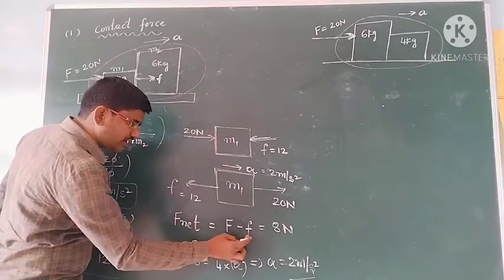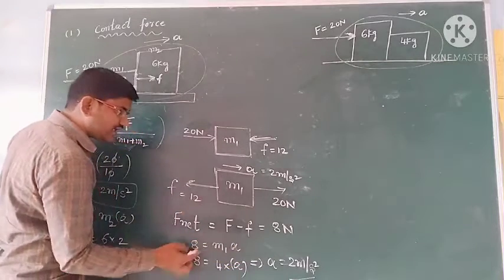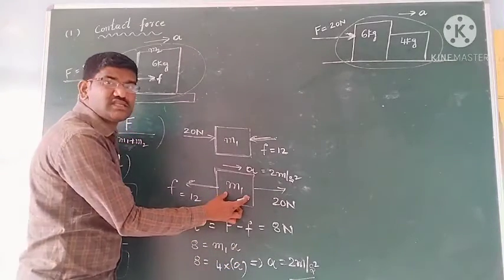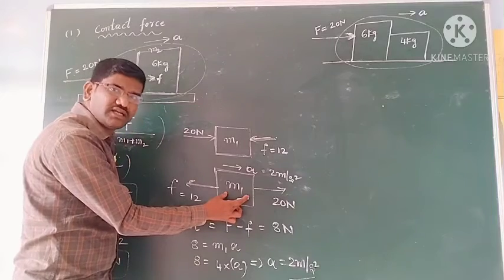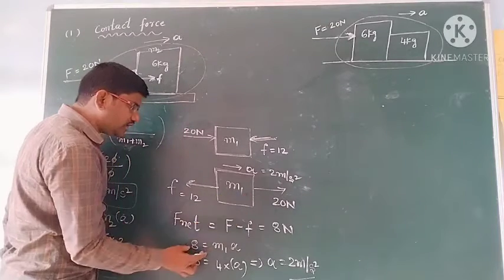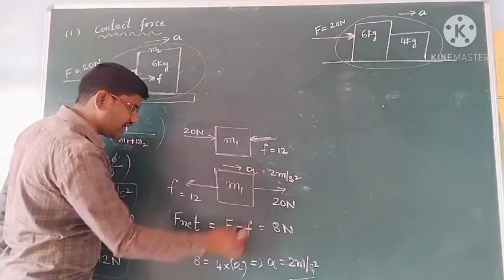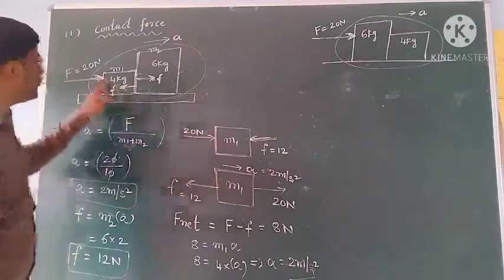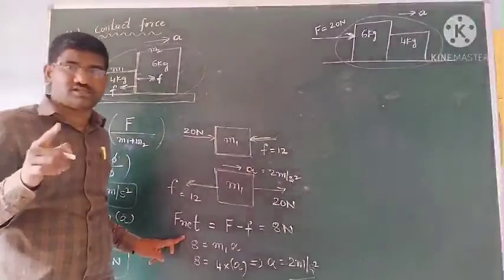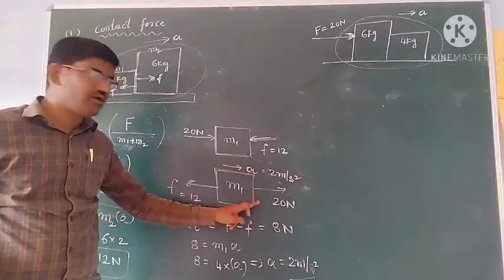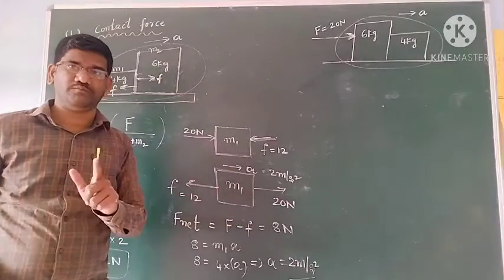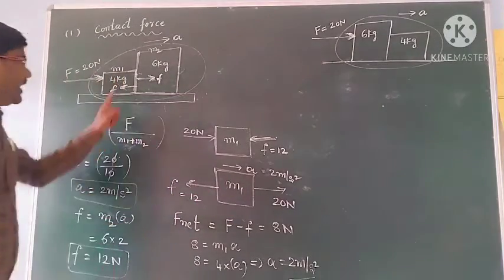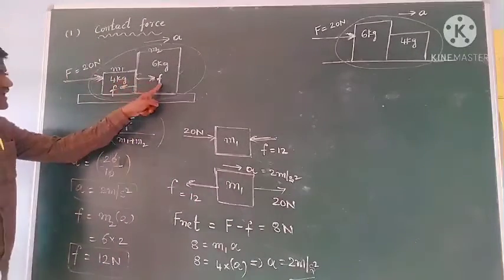So 20 minus 12, I get 8 newtons. 8 newtons is the unbalanced force, or the net force you can call. That 8 newtons acting on m1 mass gives an acceleration of 2 meter per second square. It means the net force on m1 is only 8 newtons, even though two forces are acting on it along the horizontal direction.